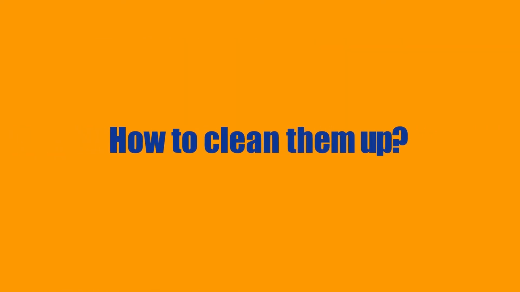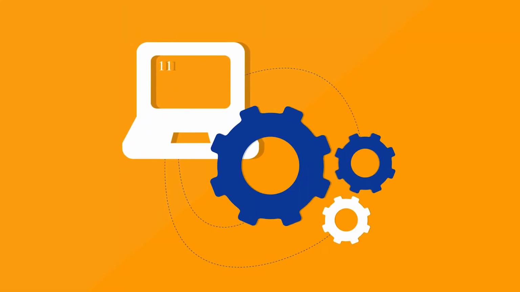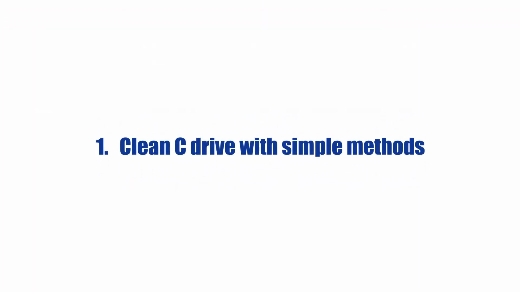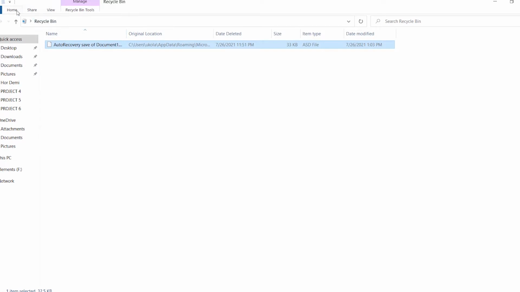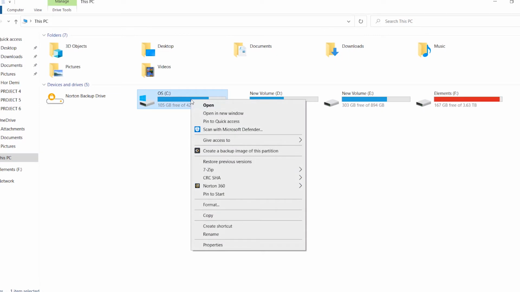How to clean them up? Well, this goes from very easy to more complex operations, so let's have a ride and I'll be the captain. Number 1, clean C drive with simple methods. Empty the recycle bin. Run Disk Cleanup.